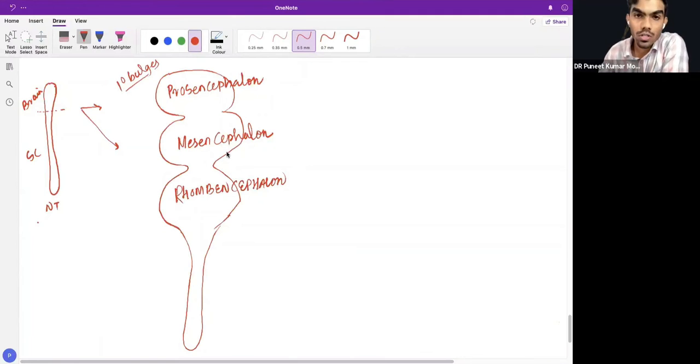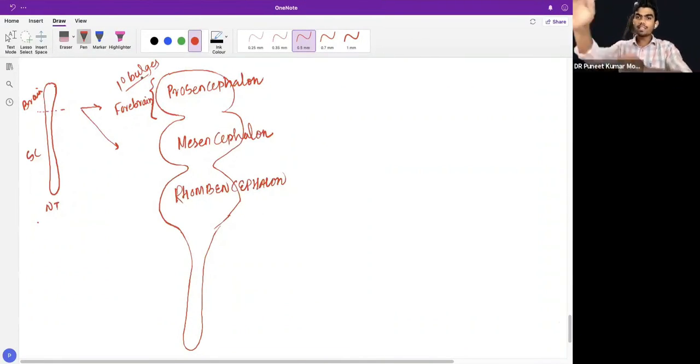Okay. Now this prosencephalon part forms the forebrain. There are three parts of your brain. One is the forebrain, one is the midbrain, another one is the hindbrain. Okay. Forebrain is the cortex and the basal ganglia, and the hippocampus, the cortex part mainly. Cortex, basal ganglia, thalamus, epithalamus, hypothalamus, all these things which lie within the cortex. Okay, these are the forebrain.